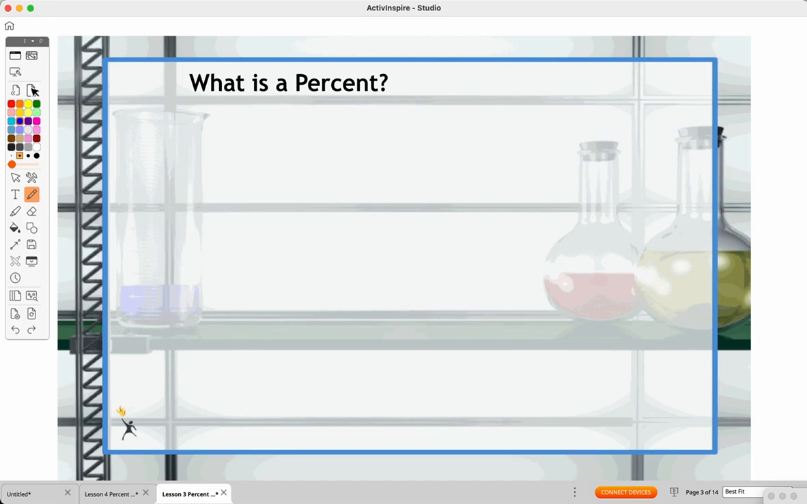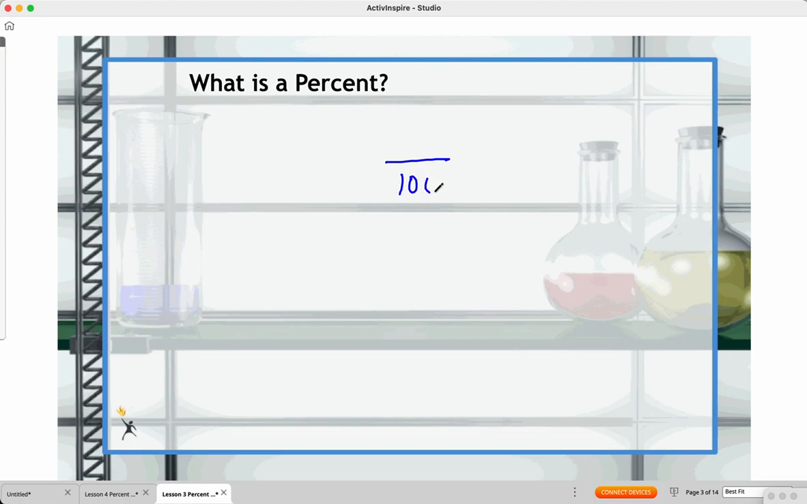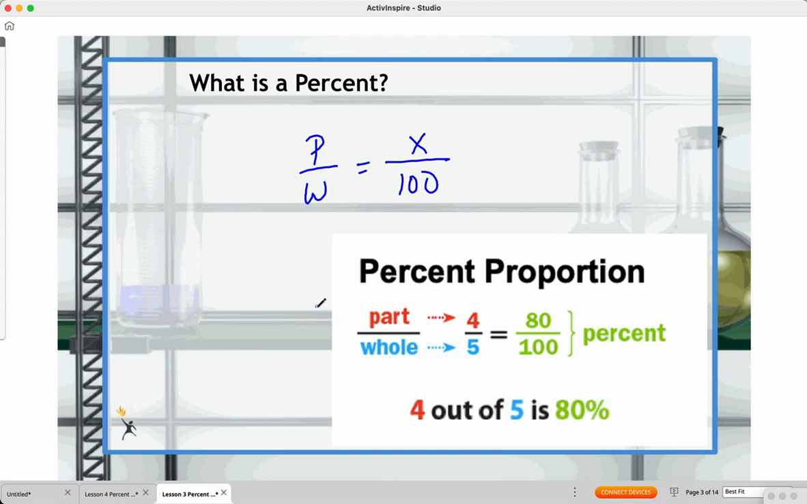Thinking about what percent is the key. We know that it's any number over 100. So your percent would be a number, so x over 100. Really, if we break that down one step further, it's the part over the whole, the part that you got correct or incorrect, depending on how you write the percent, over 100. So it's the same idea of part over whole equals our answer. So you can see this is our percent proportion: part over whole equals percent over 100. And that's really what we're looking at today.